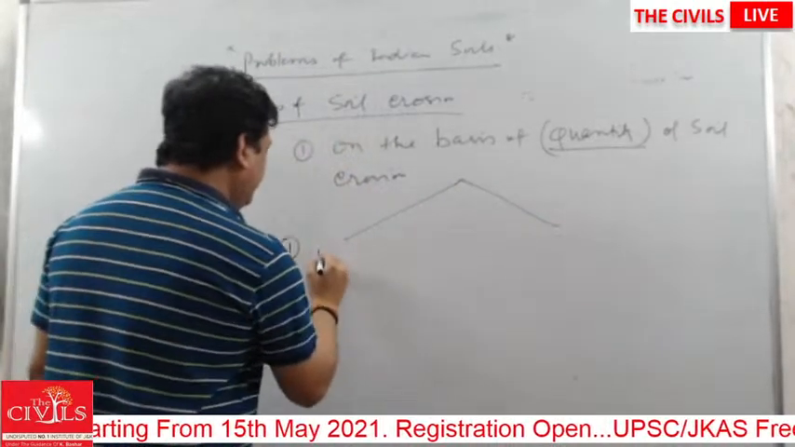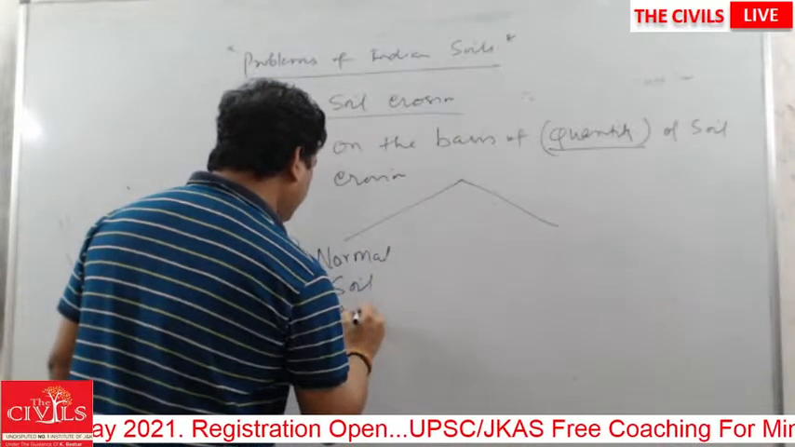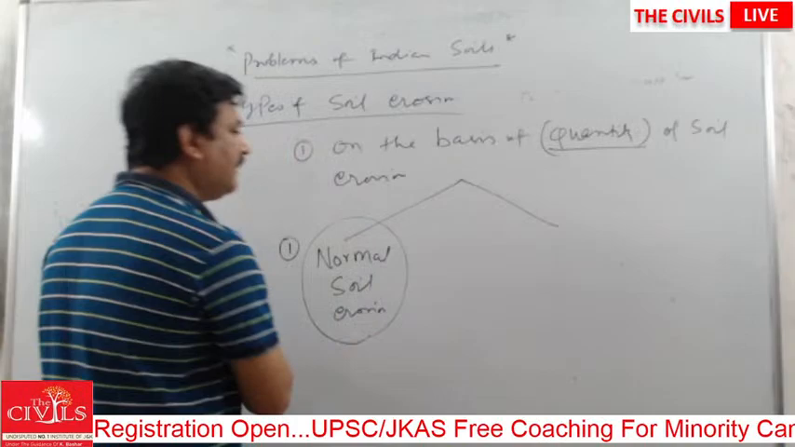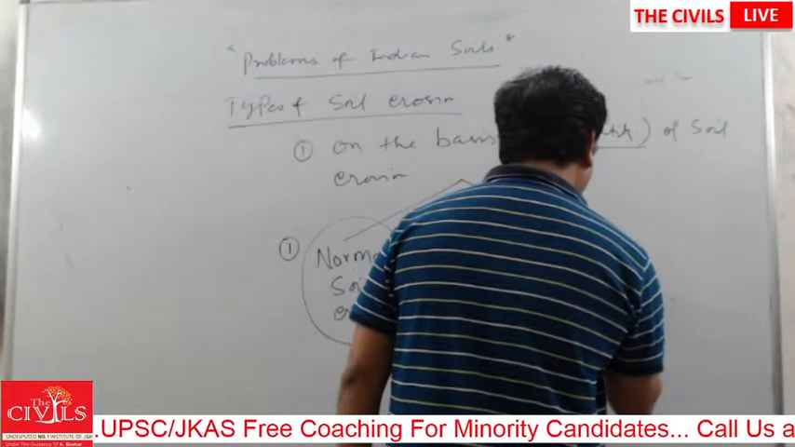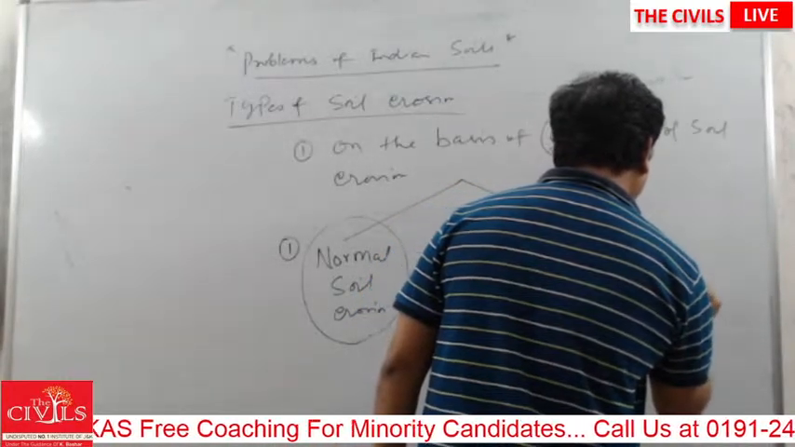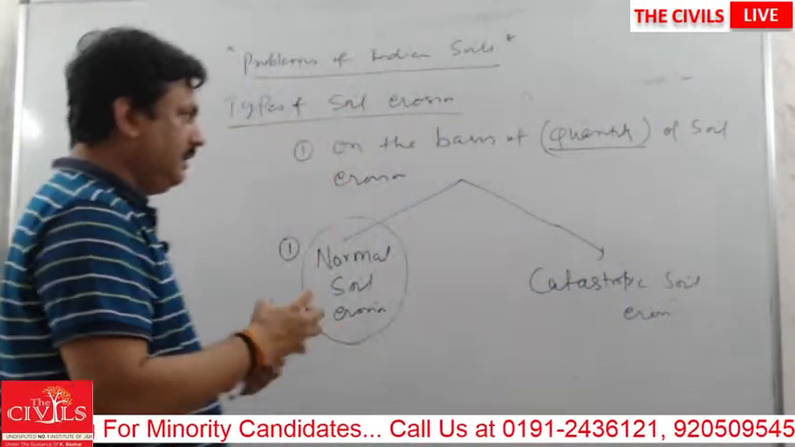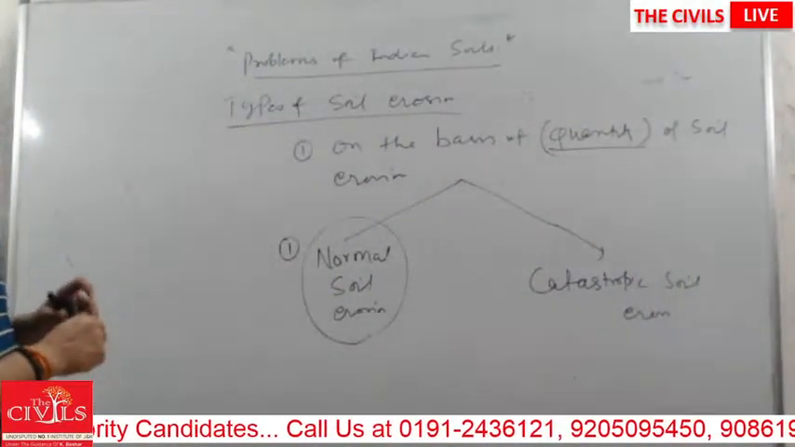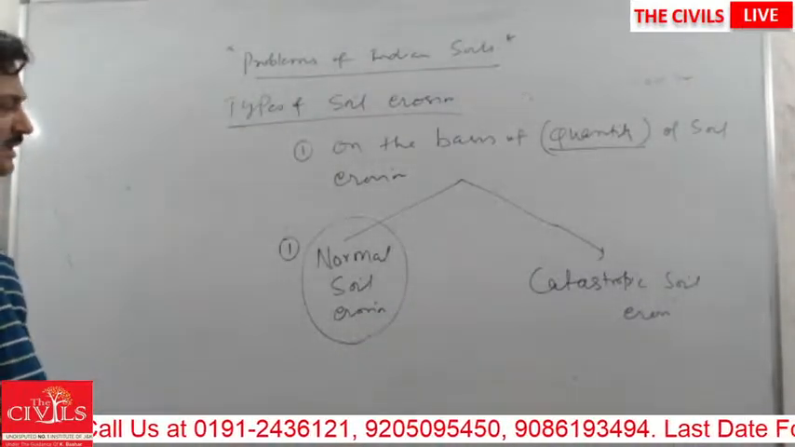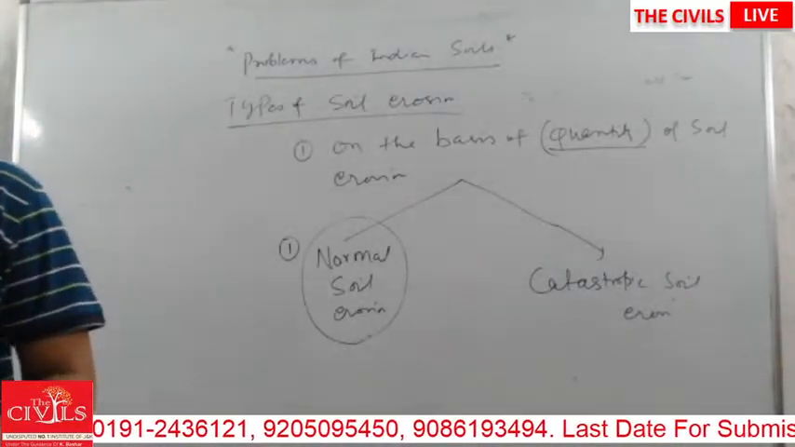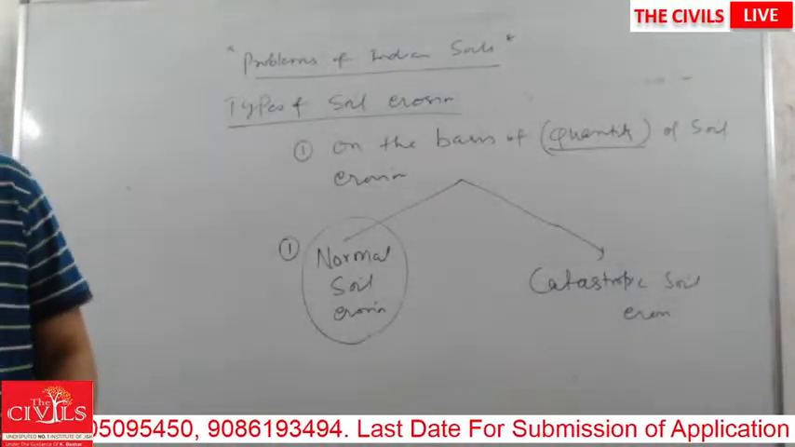The first is normal soil erosion, and the second is catastrophic soil erosion. On the basis of quantity of eroded soil, soil erosion is of two types. First is normal soil erosion and second is catastrophic soil erosion.